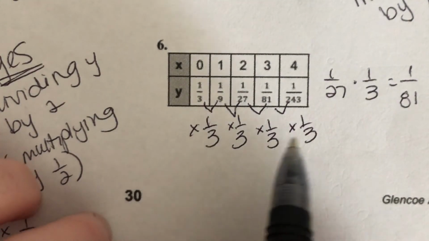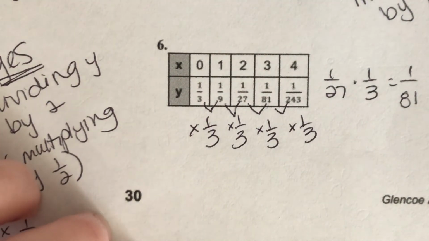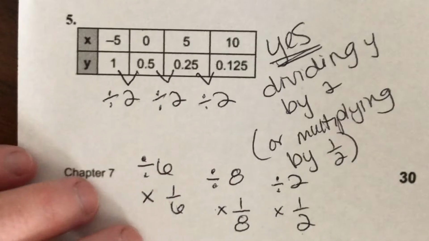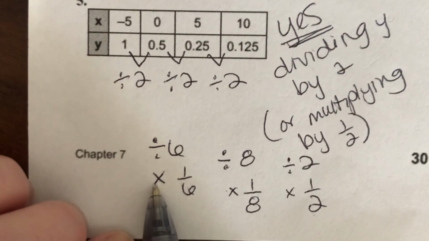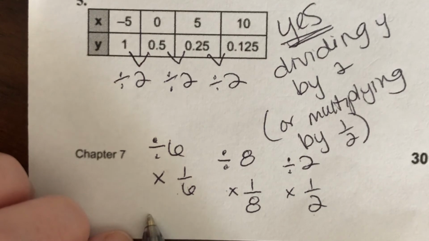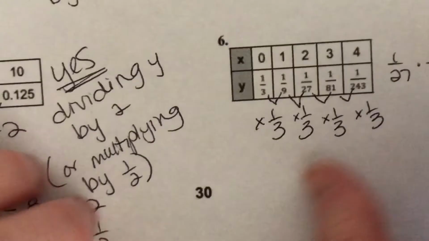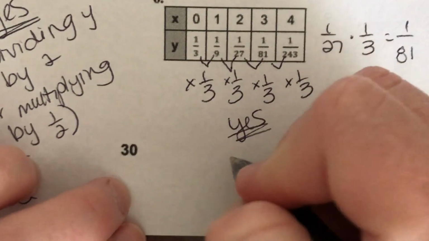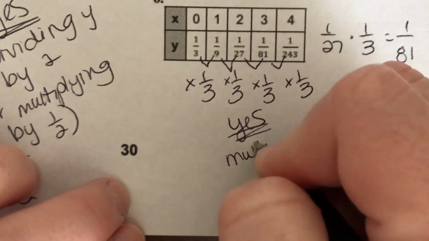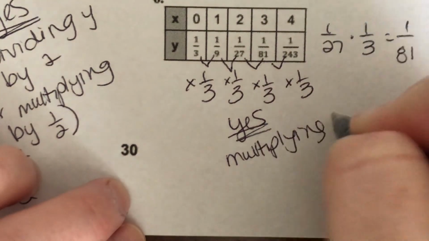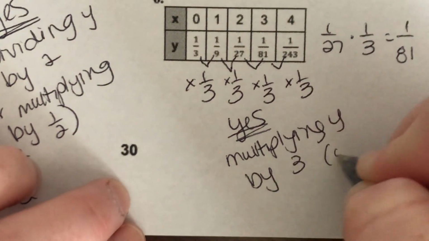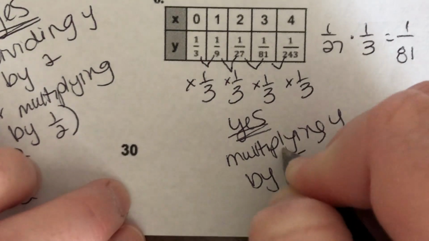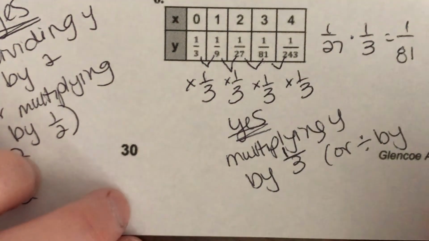So since I'm multiplying by 1/3 over and over, you could also say that's dividing by 3 over and over, right? Same thing. Remember down here we talked about it. Dividing by a number is the same thing as multiplying by 1 over that number. So if I'm multiplying by 1/3, same thing as dividing by 3. So we'll say, yes, this is exponential because I'm multiplying by 1/3, or dividing by 3.